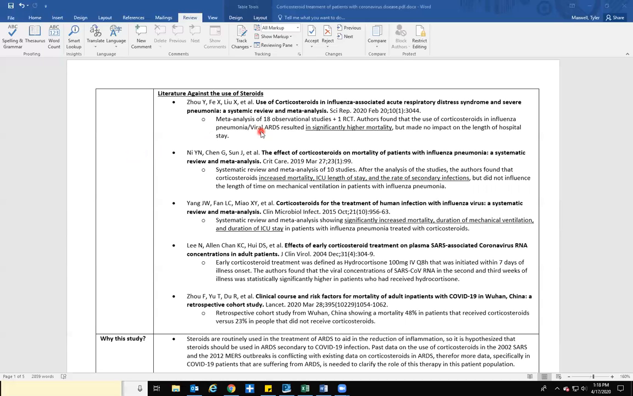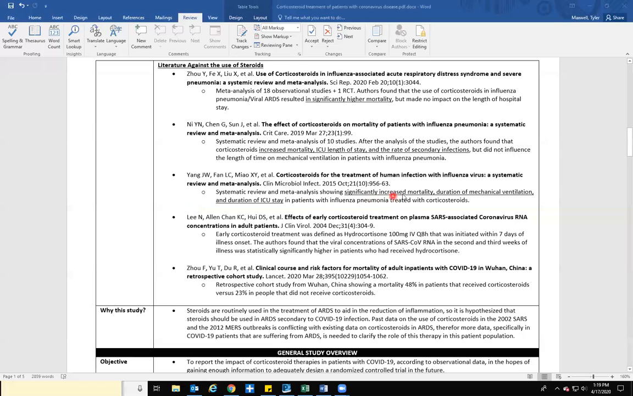And so, the use of corticosteroids in influenza-induced acute respiratory distress syndrome. This study was a meta-analysis of observational studies and found an increase in mortality in these patients. With influenza pneumonia, the second study found an increase in mortality, ICU length of stay, and a rate of secondary infections. And then just for an influenza virus, another meta-analysis found that there was a significant increase in mortality, duration of mechanical ventilation, and the duration of the ICU stay.